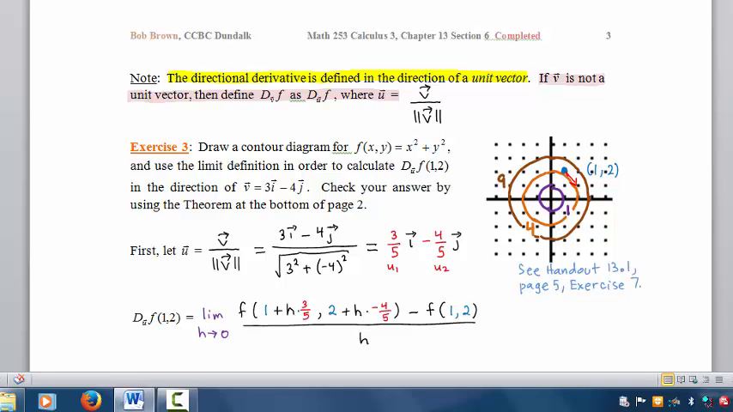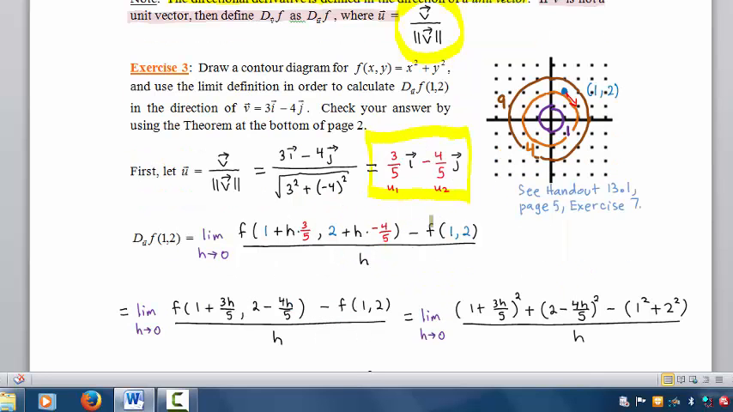First of all, the directional derivative is defined in the direction of a unit vector. So if the direction in which we are taking the directional derivative, v, is not given as a unit vector, then you need to define u where you unitize v. We see the result here. Again, I will ask you to read through this limit definition work.